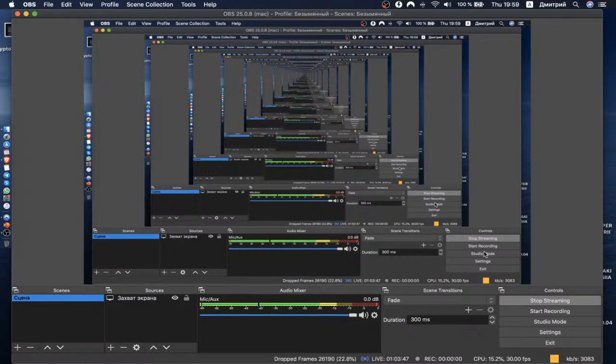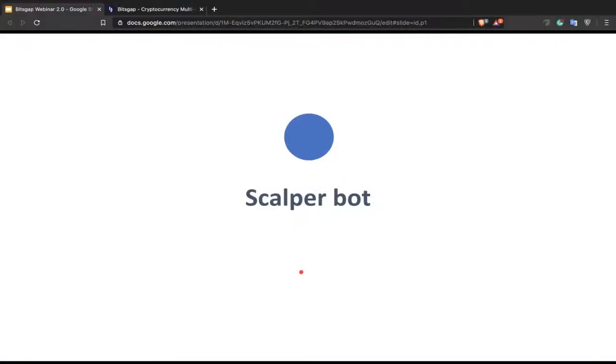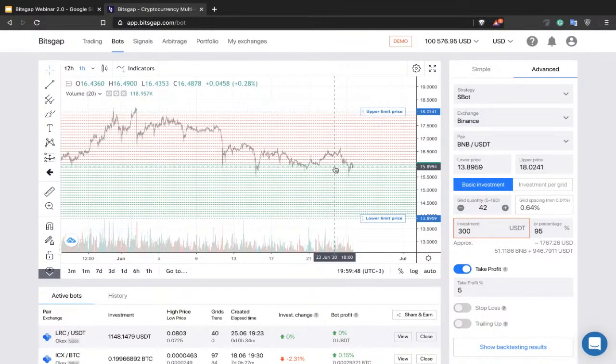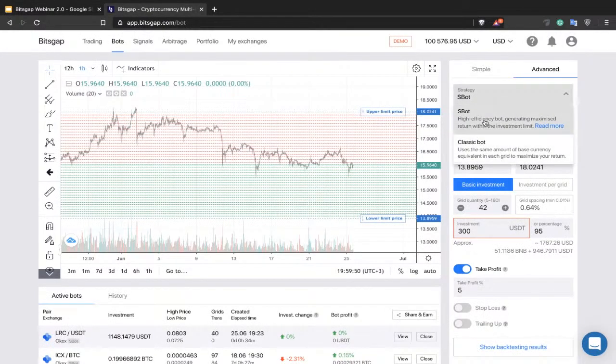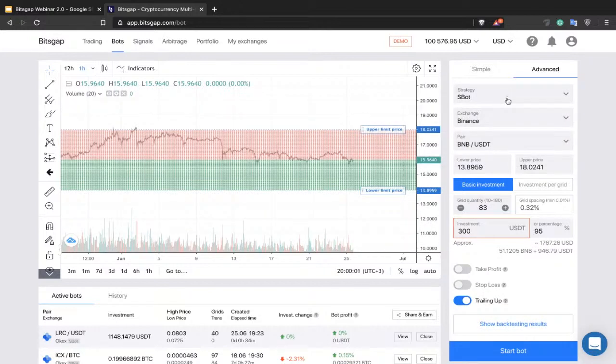Sorry. And now, regarding the S-bot, as I mentioned at the beginning, we now have only two bots, the S-bot and the classic bot. But before that, we had three bots, and the third one was the scalper. And the idea is that we now have the scalper merged with the S-bot.